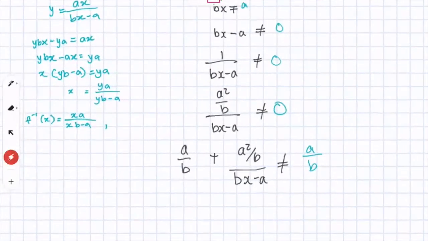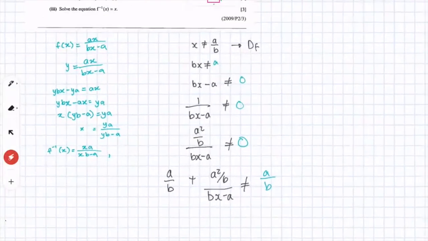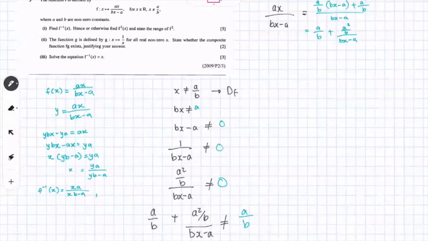Okay. And this is fx. So fx is not equal to A over B. Then this one is the range of f, which means the domain of f inverse.